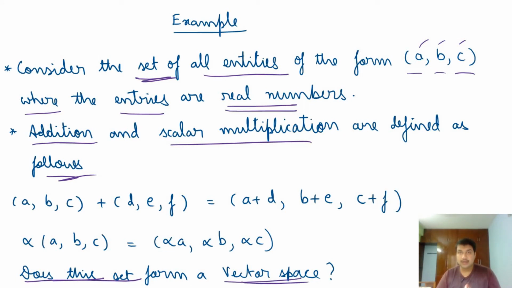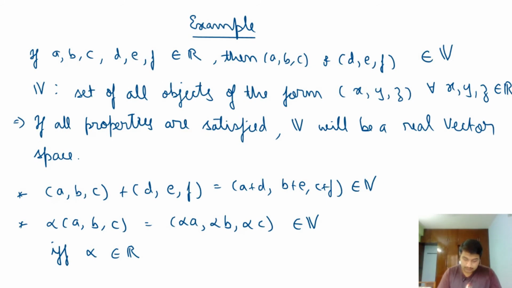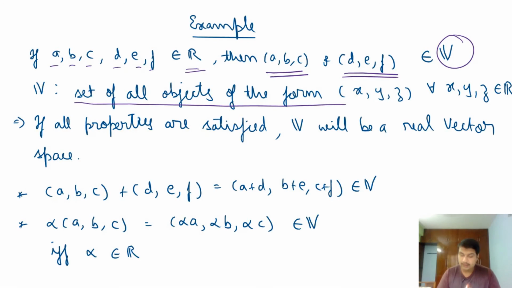To do this we have to verify whether this set agrees with all the properties that we have discussed so far. First of all, A, B, C, D, E, F must belong to the real numbers, because only then will each of these elements be part of this set V, where V is basically the set of all objects of the form X, Y, Z for all X, Y, Z belonging to the real numbers. That is how we defined the initial set. Okay. So now if all the properties of a vector space are satisfied, then V will be a real vector space.